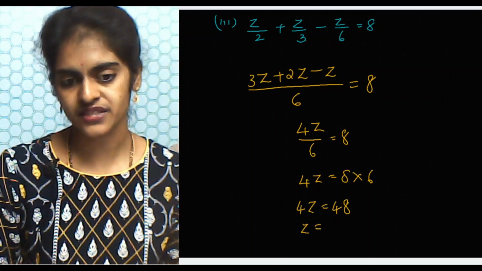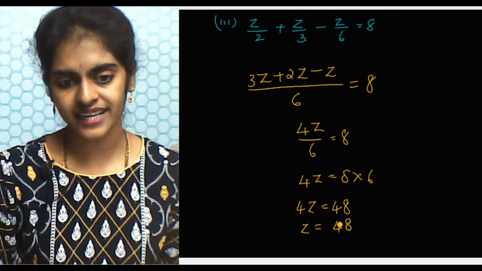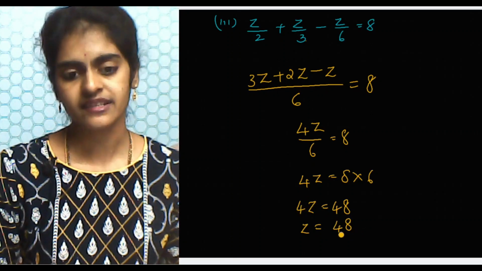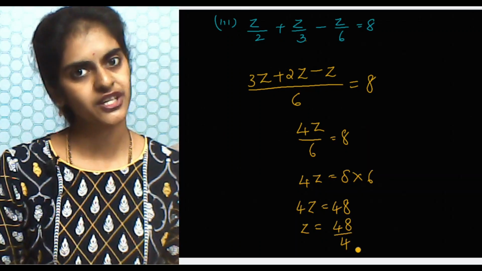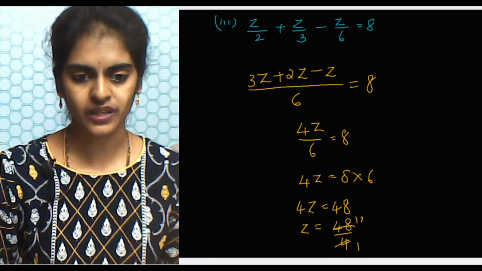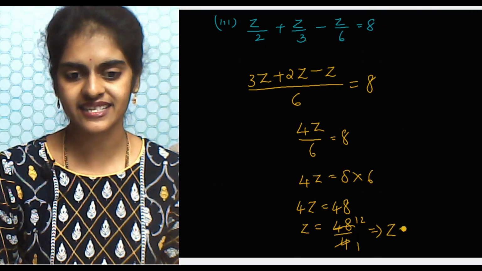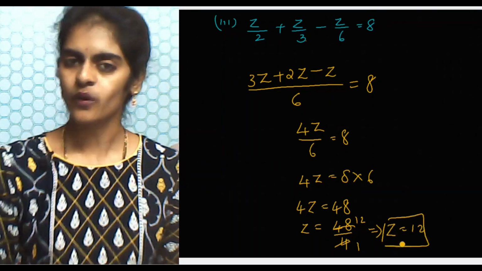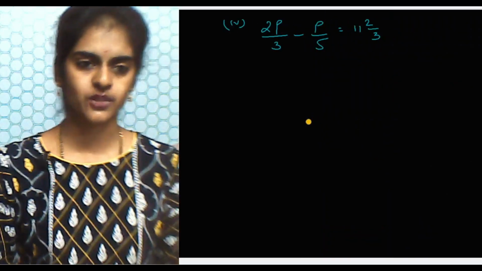Now I want the value of z. So z is nothing but 48. Here 4 is in multiplication. Transposing it to RHS, it becomes division. So 4 1s are 4, 4 12s are 48. So what is the value of z? z is nothing but 12. Okay, now let us move on to the next one.